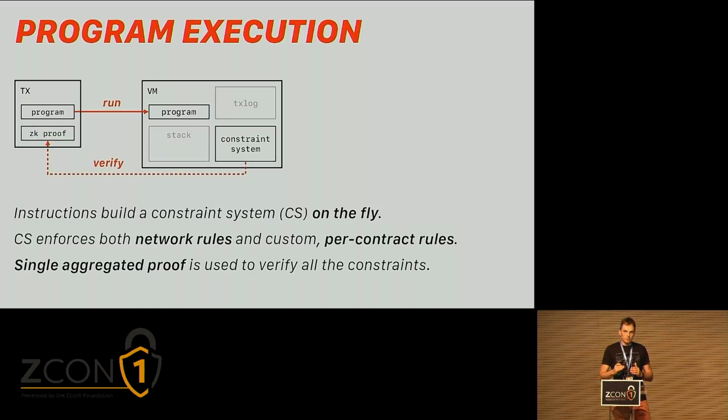So it has a couple of side effects that are completely contained within the VM and recorded in the transaction log and constraint system. The constraint system is a bulletproof constraint system that allows us to build the constraints on the fly. As a transaction is being executed, those instructions create constraints on the fly that both verify some network integrity rules, but also allow you to express custom rules within the contracts. And once the program is done executing, you have this constraint system built that is verified in one go with a single aggregated zero knowledge proof.